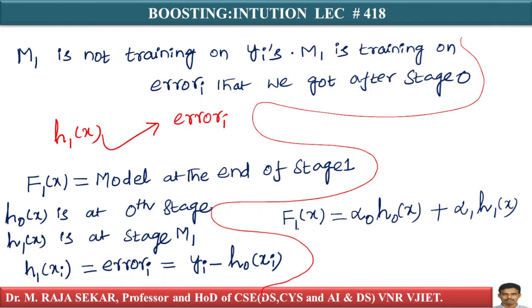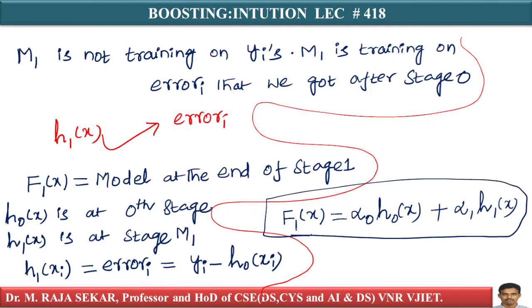Before understanding this lecture, I request you to go through my previous lecture, that is lecture number 417. What is the model at the end of stage 1, or at the first iteration? Just check that previous lecture, where we discussed f1 of x equals alpha naught h naught of x plus alpha 1 h1 of x at the end of stage 1, isn't it? Now I will go to stage 2.